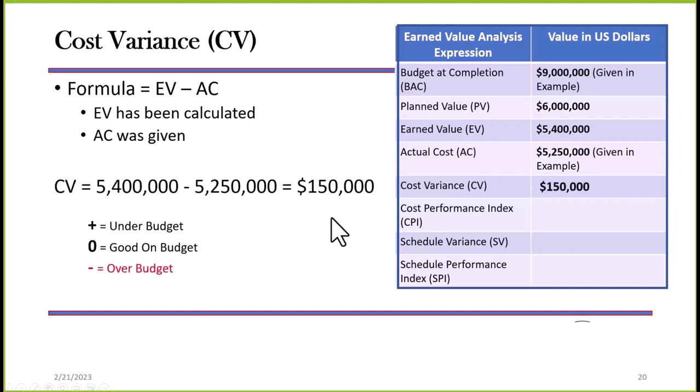$150,000. If it's a plus number, then we are under budget. Zero, of course, would be on budget, and a negative number would be over budget. We're in good standing here. We are under budget at this point in time, $5.25 million versus the 5.4 earned value. We're in good shape, right?